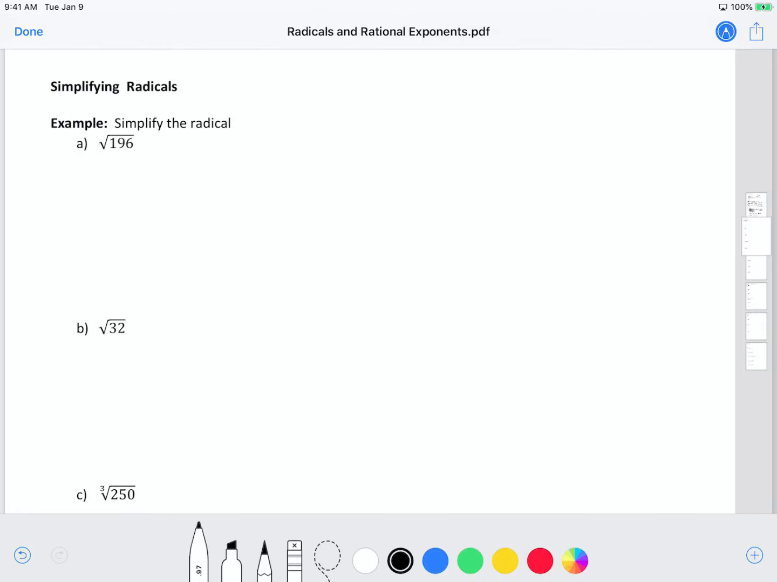When you want to simplify a radical, you can make a factor tree and break this down. I'm going to take 196 and I'm going to break this down and create my factor tree.